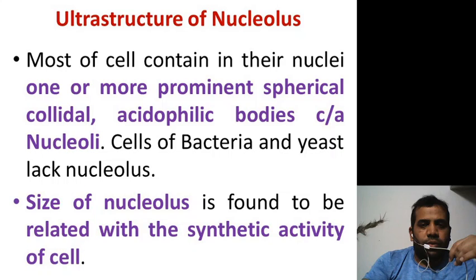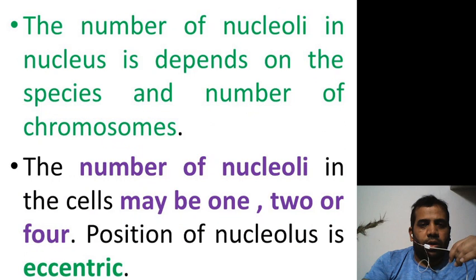The number of nucleoli in the nucleus depends on the species and the number of chromosomes, and the number of nucleoli in the cell may be 1, 2, or 4. The position of the nucleolus is eccentric.